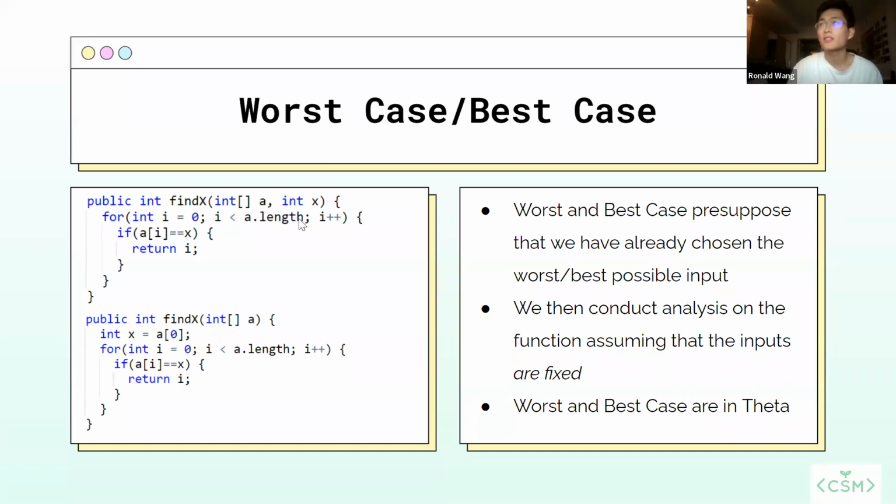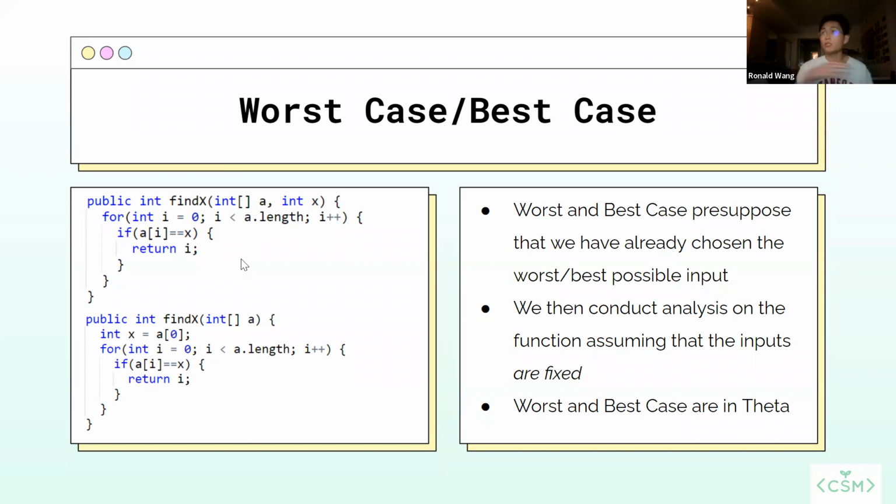This is a bit abstract, so let's bring this into a concrete example to understand what our thought process is. Let's look at this top function, which is find x. We're given an integer array A and an integer x that we want to find in this array. And so we're going to iterate through this array A until we find a value which matches x, and then we terminate our function, right?